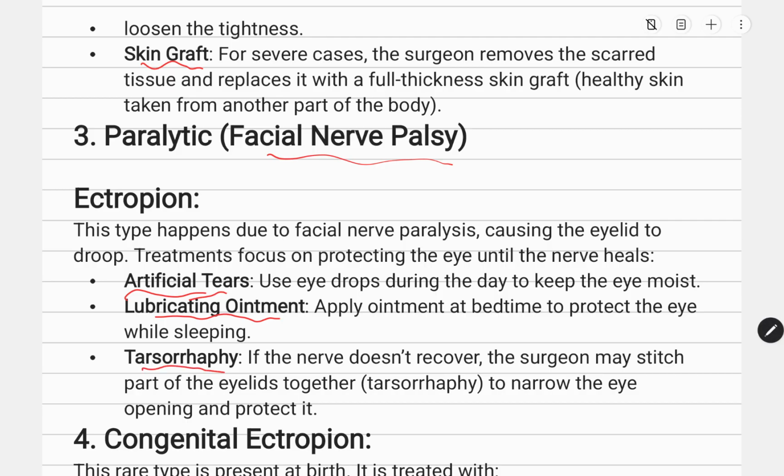The other is tarsorrhaphy, because in the case of nerve damage, if nerve damage occurs, it cannot be easily recovered. Okay, so in that case this is done. So in this case the surgeon stitches part of the eyelid together permanently to narrow the eye opening and to protect it.